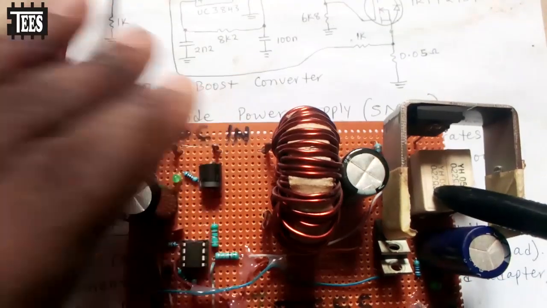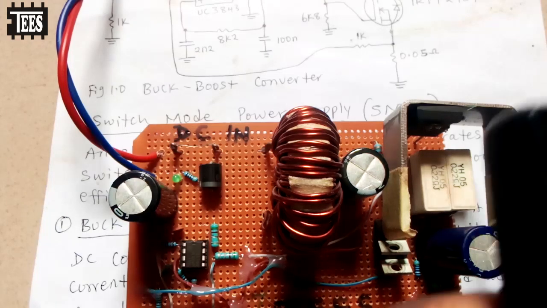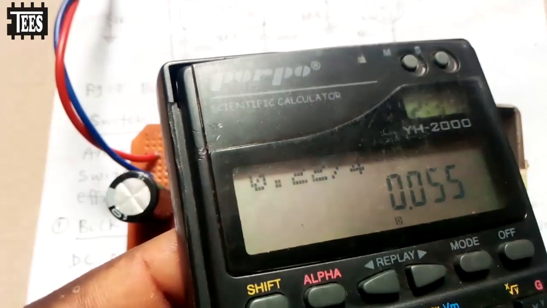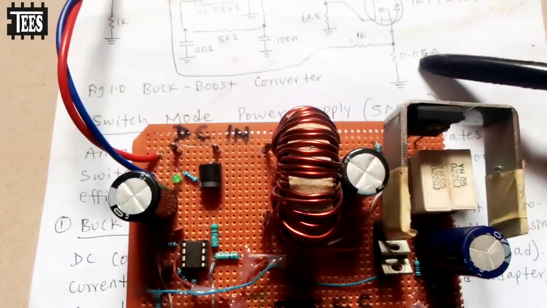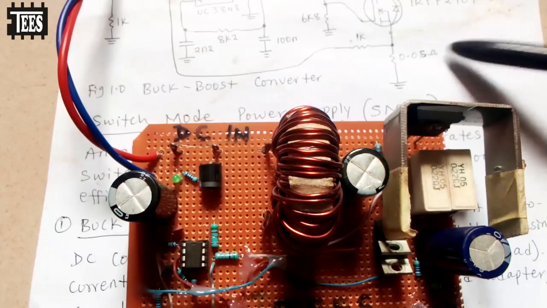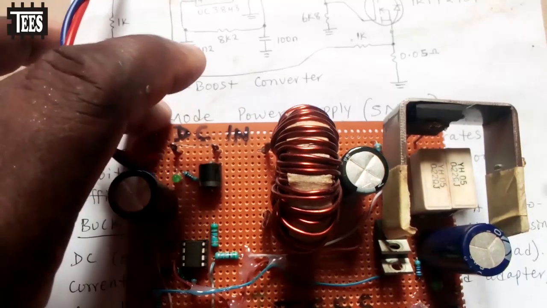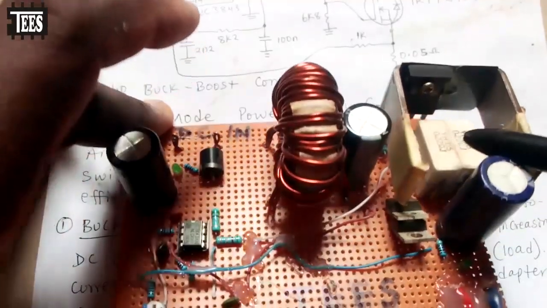I put four of them, 0.22 divided by 4, which gave me 0.055. Our requirement is 0.05, so it's almost what we need. Because this resistor is available in the market, I bought them and put four in parallel.